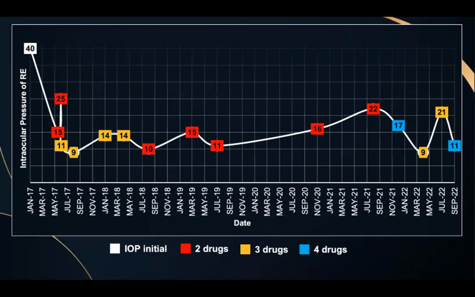So this is the bar chart for IOP of the right eye from 2017 until 2022. As we can see, the IOP fluctuated with 2 to 3 drugs and was controlled with 4 topical drugs.